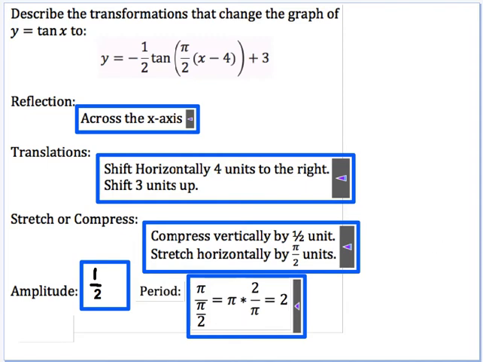Now remember, for sine and cosine, your normal period length is 2 pi. So if you had a function that was just sine or cosine, to calculate the period it would be 2 pi divided by b. Hopefully you guys remember those from earlier in this trig unit.